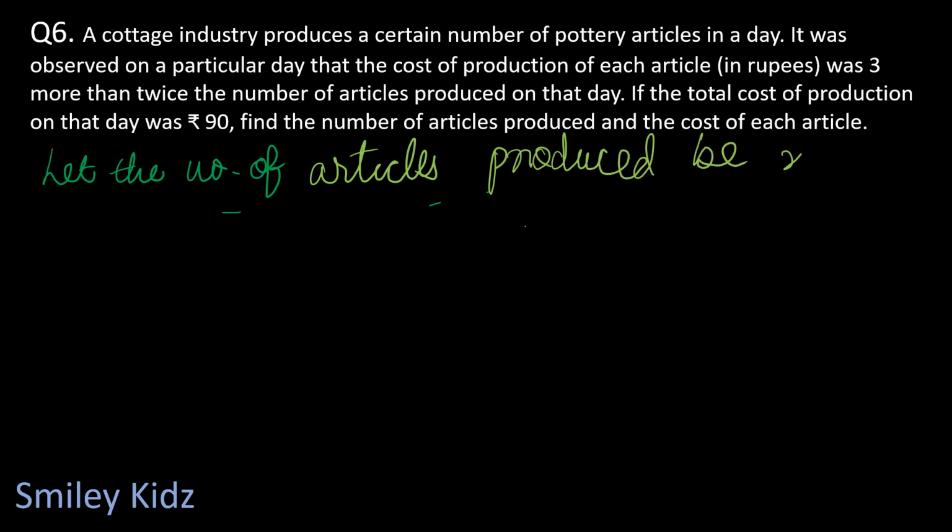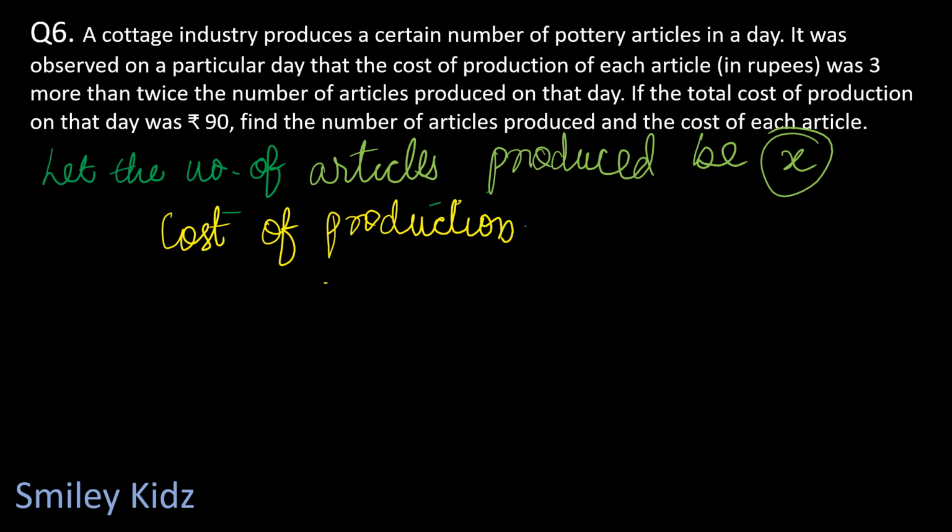We also know that the cost of production in rupees was 3 more than twice the number of articles produced on that day. That means the cost of production will be what? The cost of production turns out to be 2x plus 3. Because the cost of production was 3 more than twice the number of articles produced on that day. We know that articles are x. Twice means 2 times x plus 3, because it is 3 more than twice the number of articles.